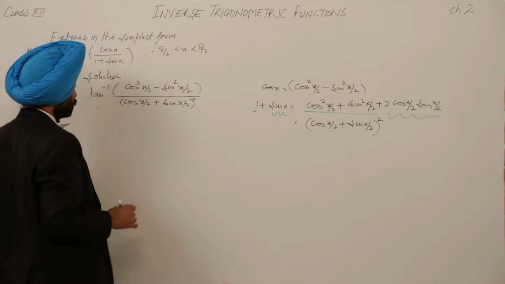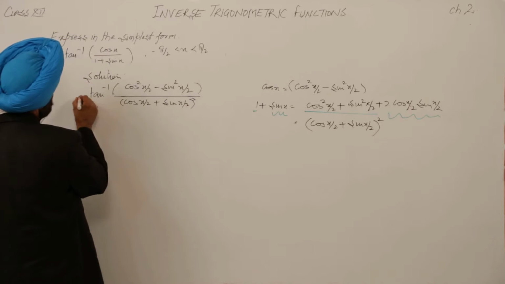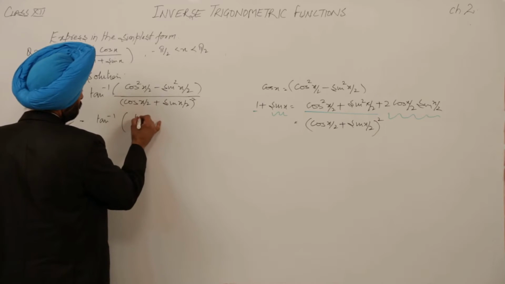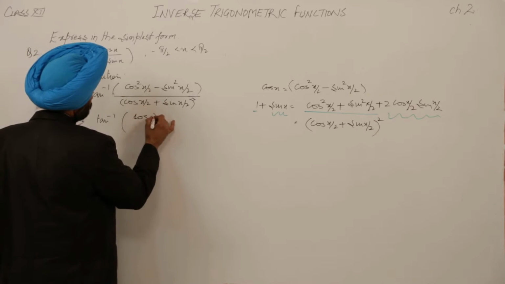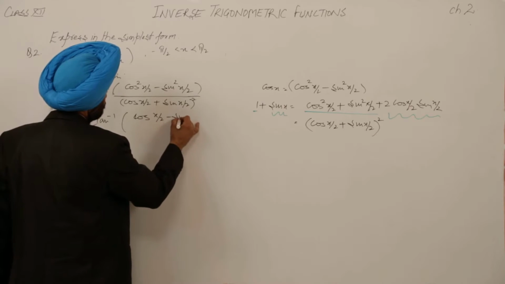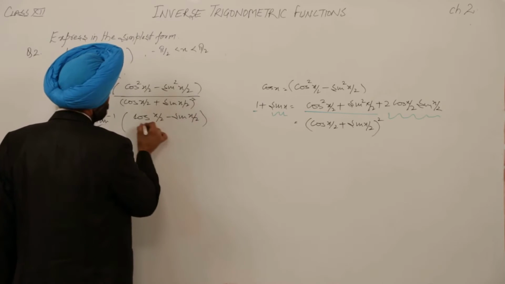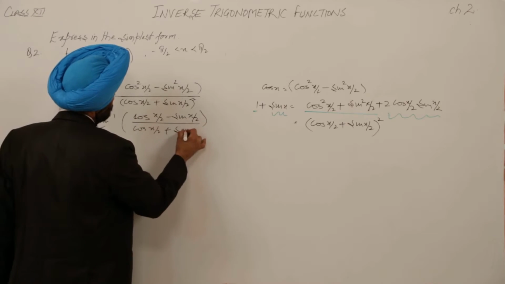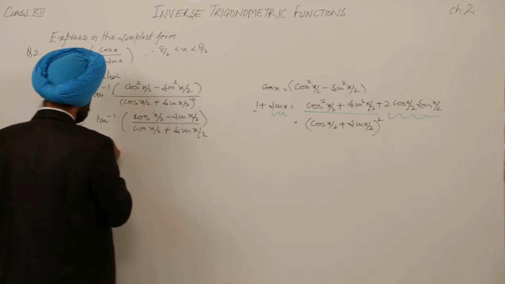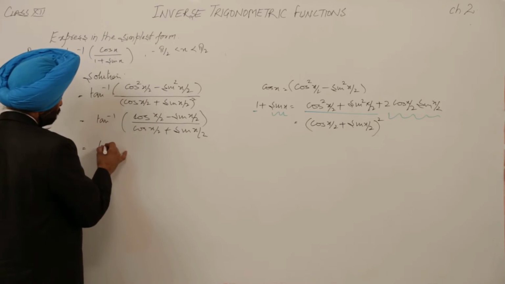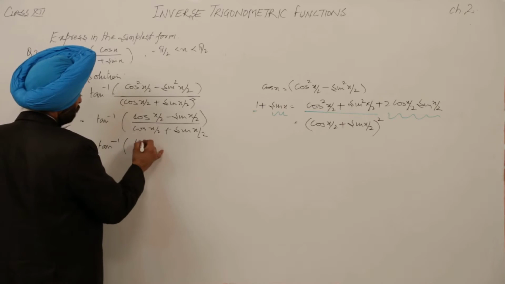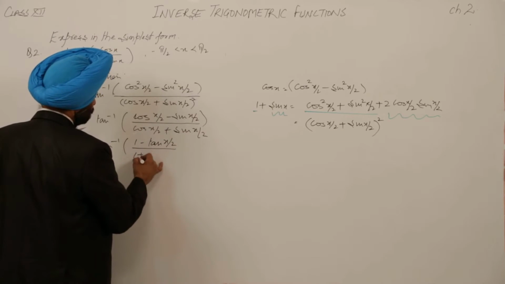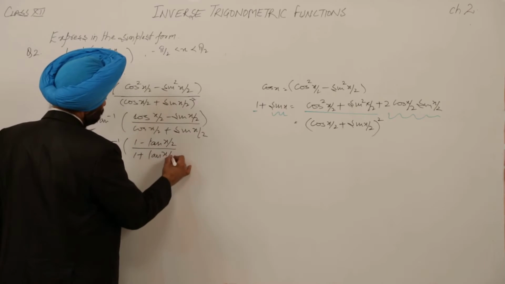Okay, so stepping further, what are we getting? Next we will have tan inverse of cos x by 2 minus sin x by 2 upon cos x by 2 plus sin x by 2. Then, this we already did in the last session, we have 1 minus tan x by 2 upon 1 plus tan x by 2.